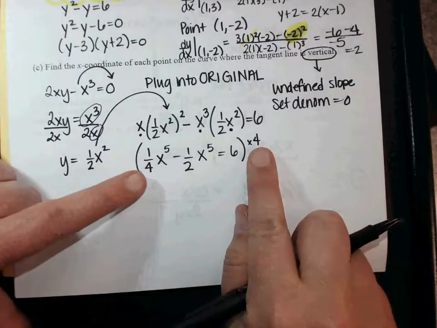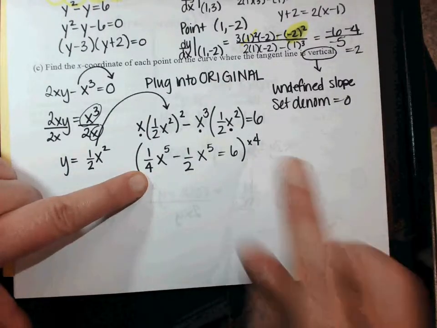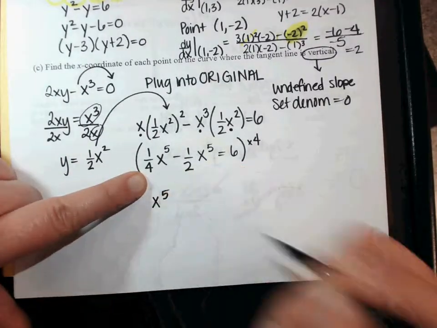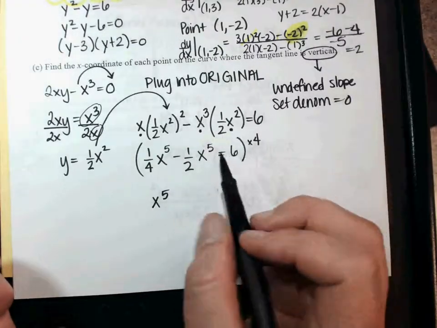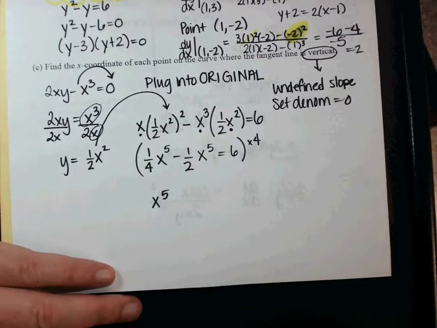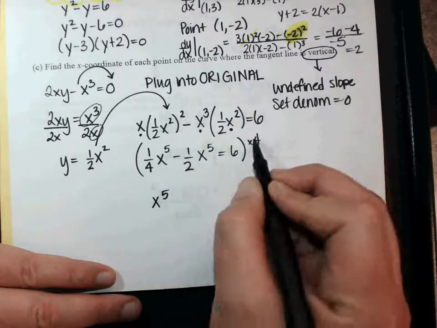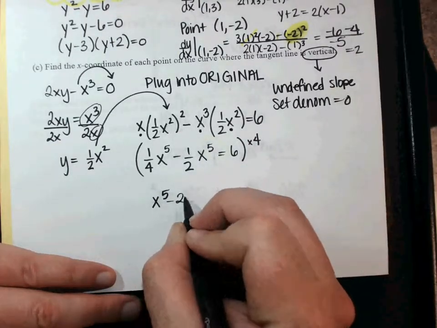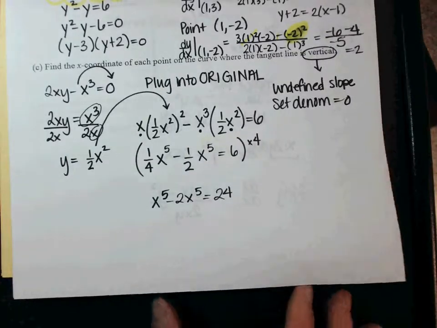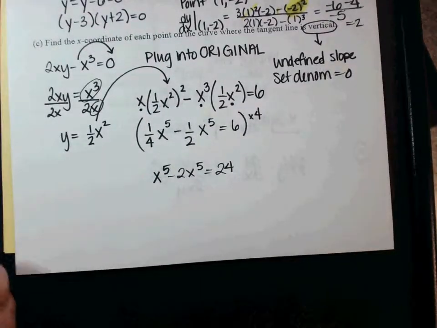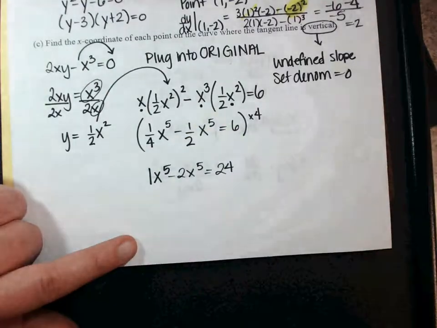What is 4 times a 4th? 1, x to the 5th. Then the second part should be 6 of x to the 5th, right? No. Because you're adding. Remember, if they each have their own x, you're adding the exponents. Okay, and then what is 1/2 of 4 here? 2x to the 5th. Can those go together? Okay, I'm going to change that 6 to a 24. What is 1x to the 5th minus 2x to the 5th?